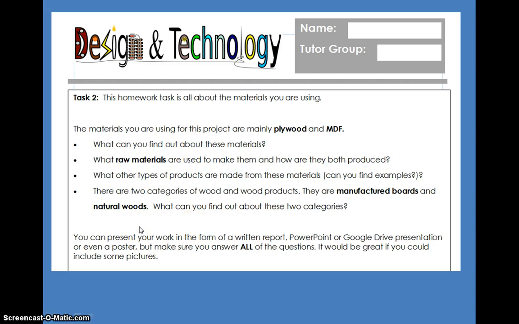The way you present this report could be in many different ways. You could do a straight written report, or you could do a presentation either on the Google Drive or a PowerPoint. You may even choose to do a big poster, which we could stick on a wall, an educational poster to help educate others. But what is really important is that you've answered all questions above. What would be really good is if you could include some pictures illustrating the points you're making.